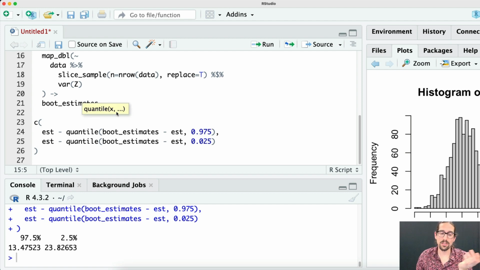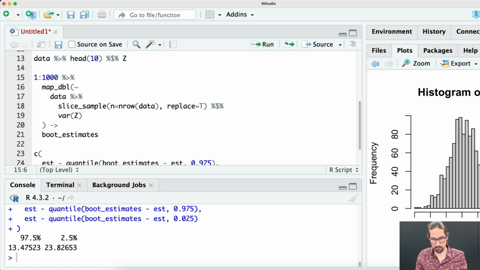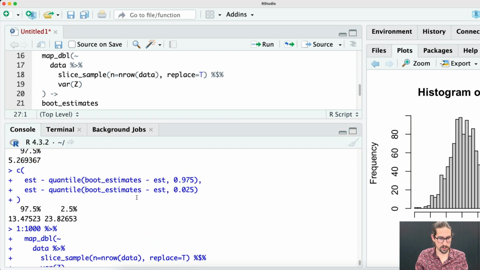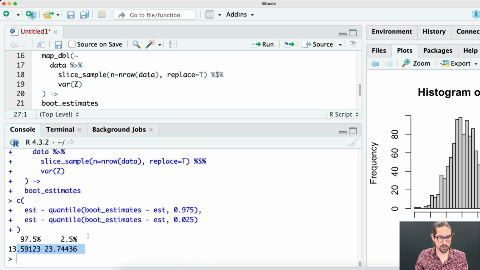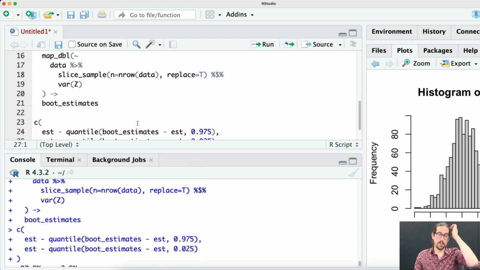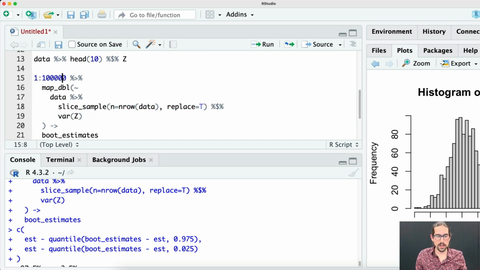The other thing is that the numbers that you get will be different. So here I can do this again. And you can see that these numbers are not exactly the same as these numbers. So here I have 13.5 and here I have 13.47. And that's because the bootstrap samples that you get are going to be different every time you do this. So you can make this more consistent by making the number of bootstrap samples higher, but then it takes longer to run. So this is the trade-off, right?